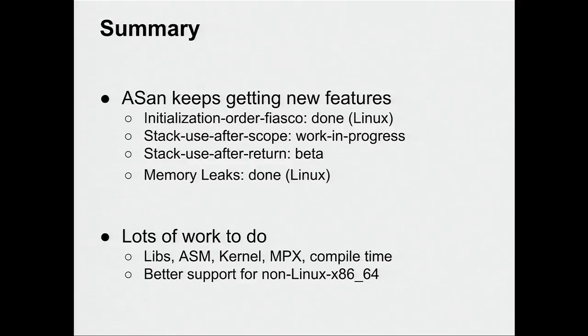So to summarize our talk, AddressSanitizer keeps adding new features. We have init-order-fiasco. It is done. We're using it very extensively on Linux. We have use-after-scope feature, which is still work in progress, and there is some work to be done in Clang as well. We have stack use-after-return, which we call beta, but we already use it heavily. We found many dozens of bugs. And we have a leak detector, which just works on Linux. We still have lots of work to do: libraries, assembler, kernel, Intel MPX, compile time.